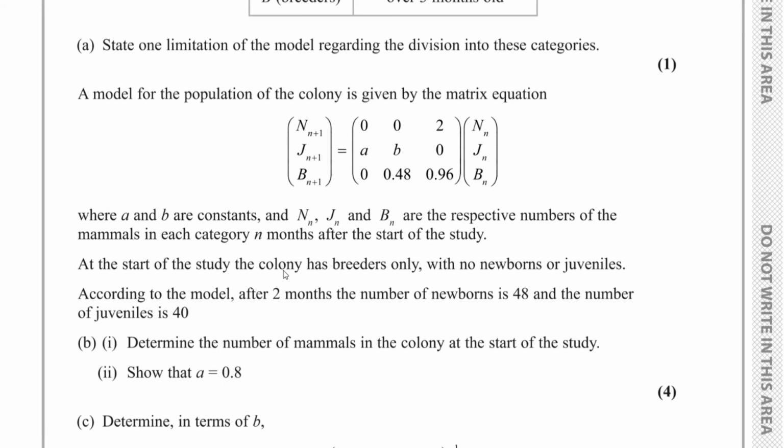At the start of the study, the colony has breeders only, with no newborns or juveniles. According to the model, after 2 months, the number of newborns is 48 and the number of juveniles is 40. We have to determine the number of mammals in the colony at the start of the study and then show that a is equal to 0.8.